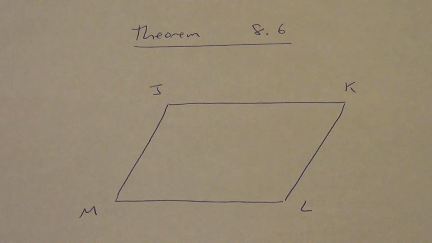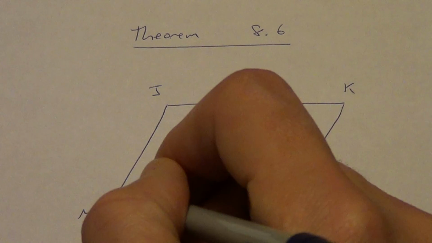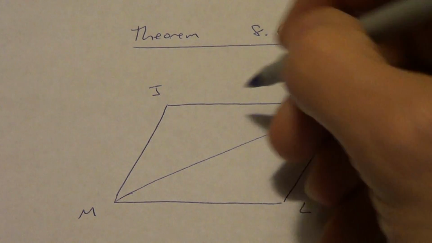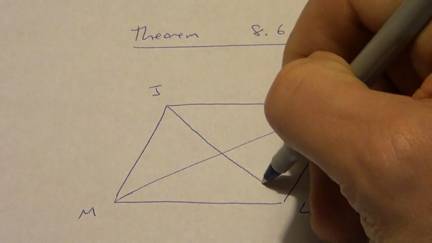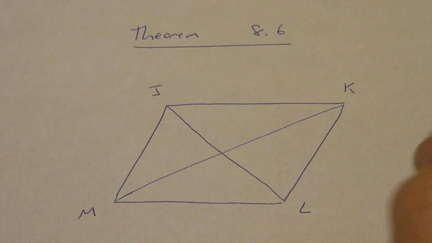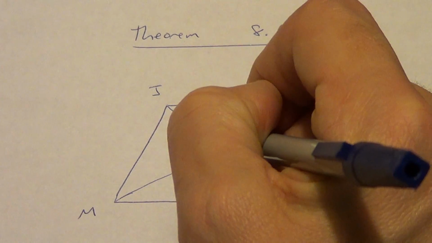So let's take a look at another picture here. I've got Theorem 8.6. Okay, it's a theorem. We must be able to prove it. Let's go ahead and try to prove that. So if we're going to talk about the diagonals, we've got to draw the diagonals. And we're going to draw both of them. So I'm going to draw this in here, and I'm going to draw this in here. I'm going to call this point in here N, since JKLMN sounds like a great point to use.